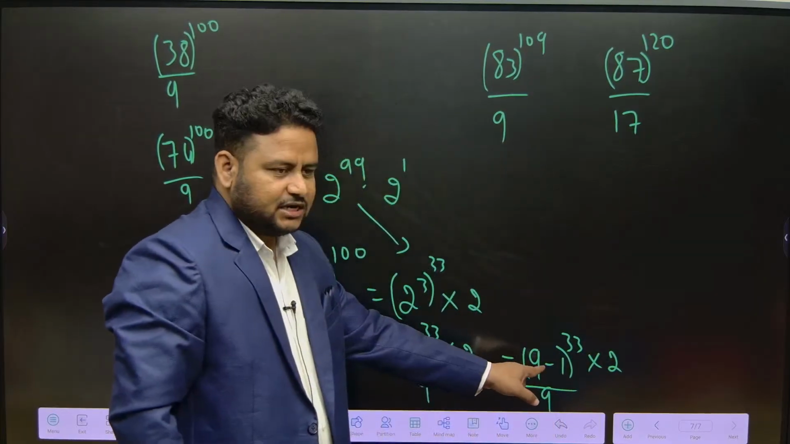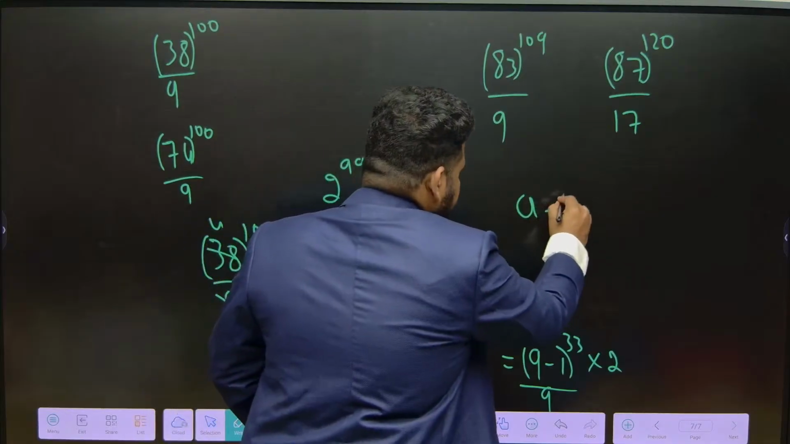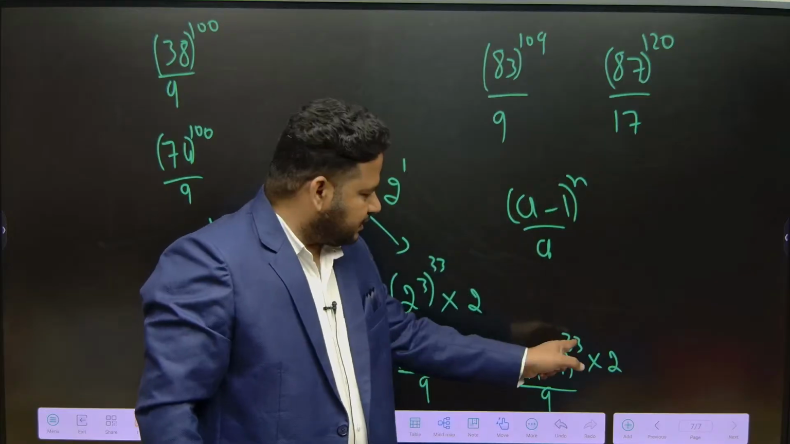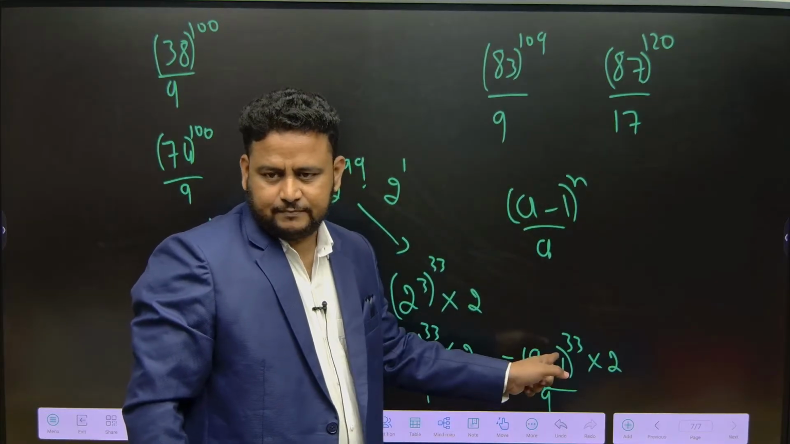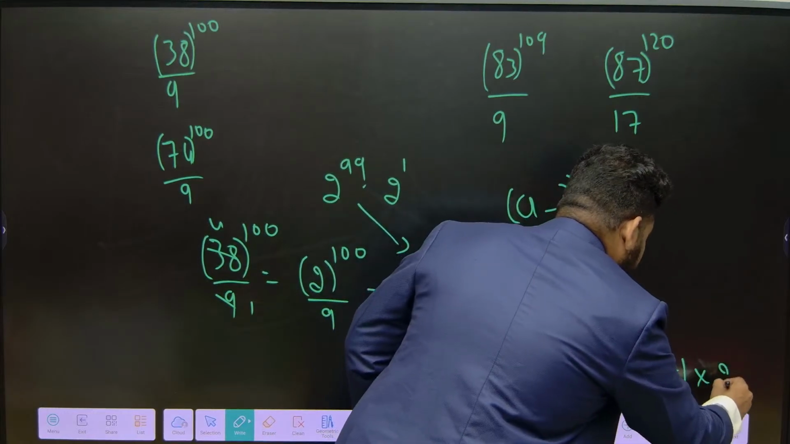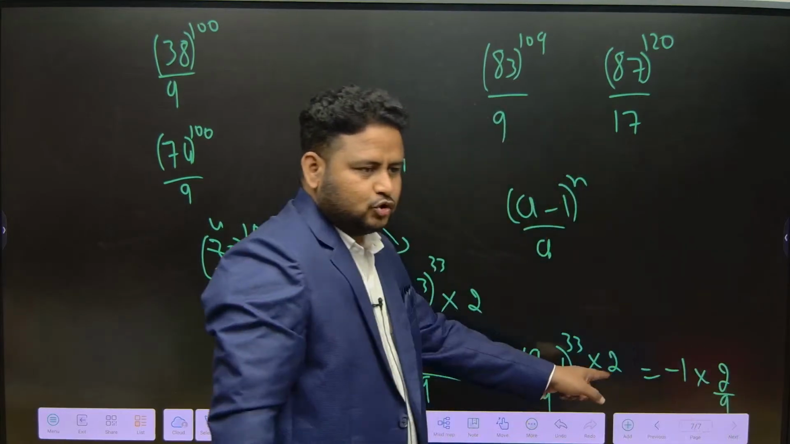So 9 minus 1, that is (9 minus 1) to the power of n. What is n here? 33. Is it odd or even? Odd. So the answer will be minus 1. But here 2 by 9 is also there.